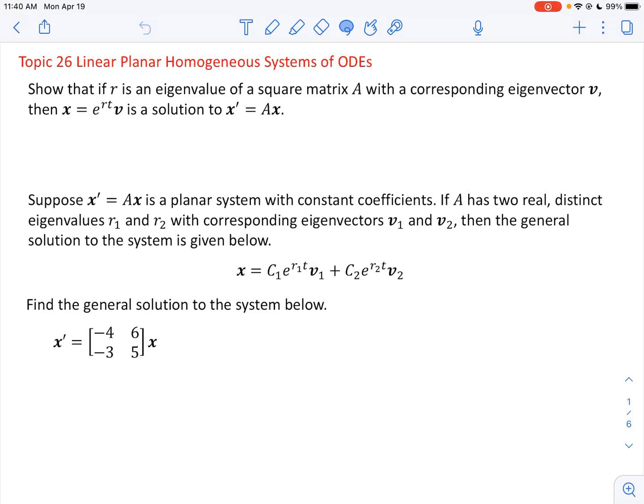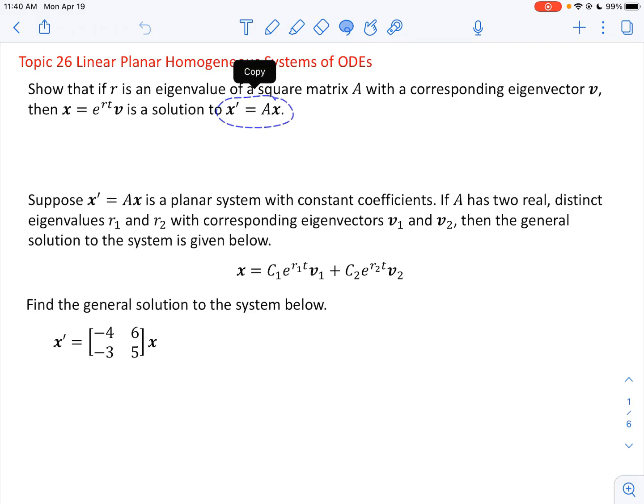Hello students, topic 26 is linear planar homogeneous systems of ODEs. Now we're going to show that if r is an eigenvalue of a square matrix A with a corresponding eigenvector v, and it can be any of its eigenvectors that correspond to that eigenvalue, then the vector x equals e to the rt, which is a scalar, times the eigenvector v is a solution to vector x prime equals A times vector x. So this is a linear system, and it is homogeneous.